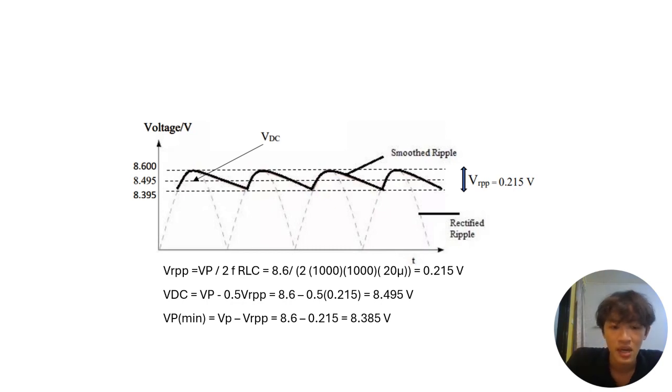For VDC, we use Vp minus half of Vr(pp) in order to find the VDC. The VDC is 8.495 volts. The Vp minimum is Vp minus Vr(pp), which is the peak voltage minus the ripple peak-to-peak voltage, giving the value of 8.386 volts.